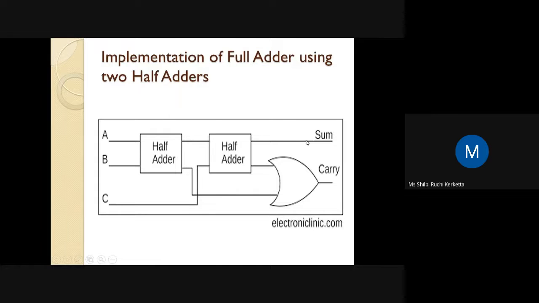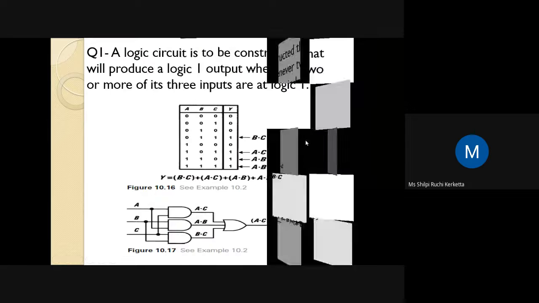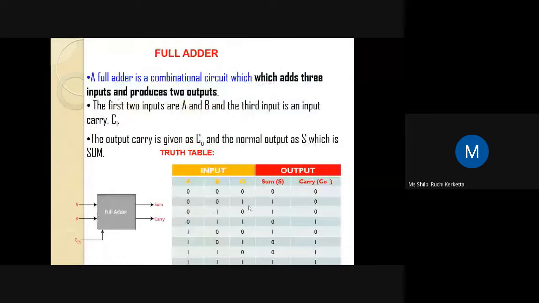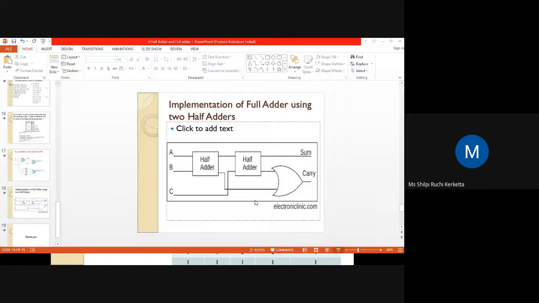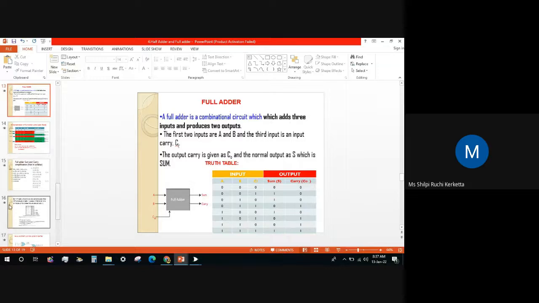Okay. So what do we have to get? We have to just get these outputs. We have to just get these outputs any way you do it. Okay. So we will see how this circuit works.